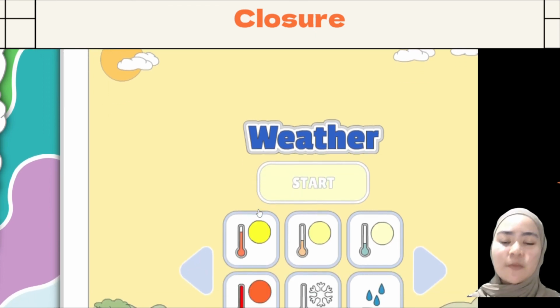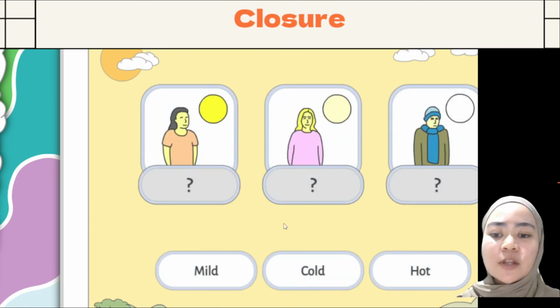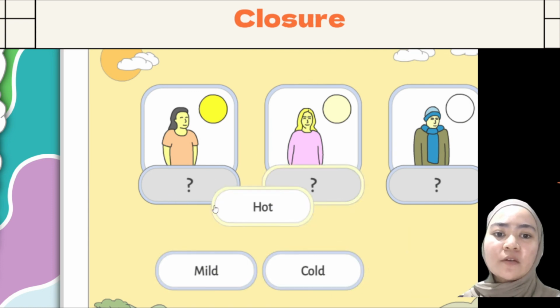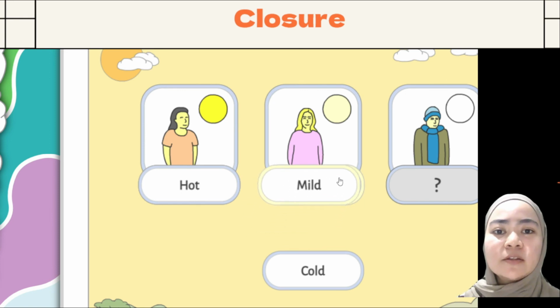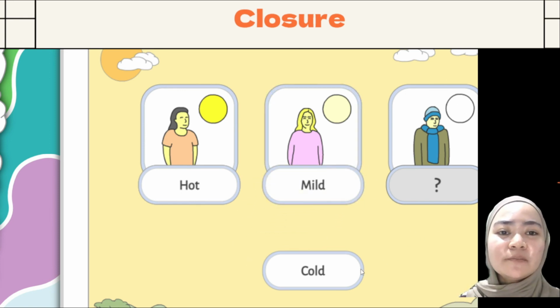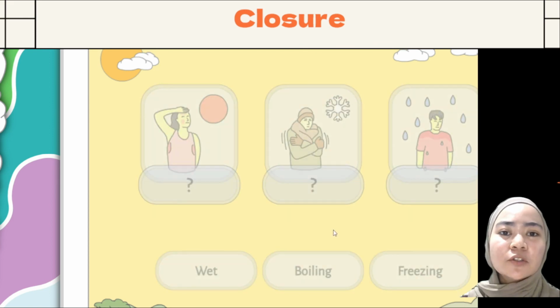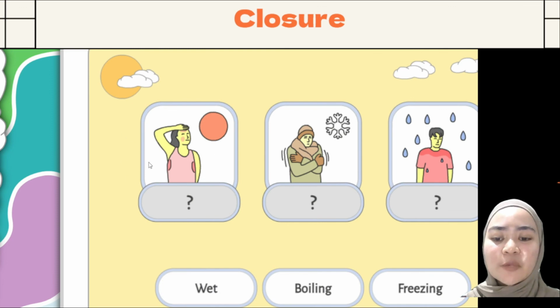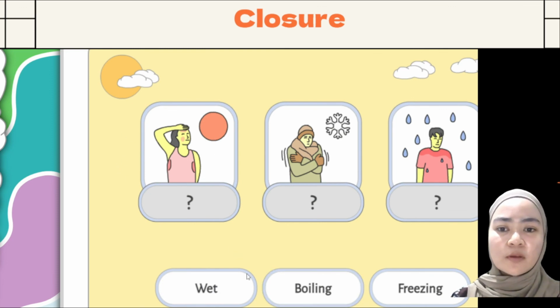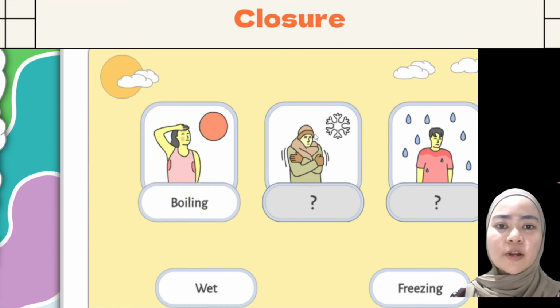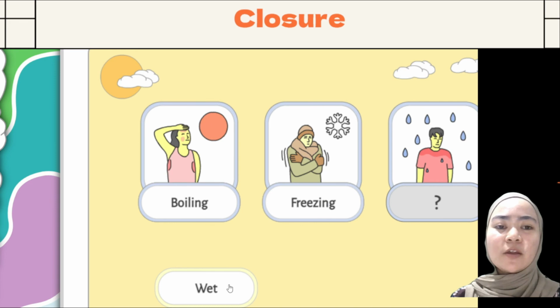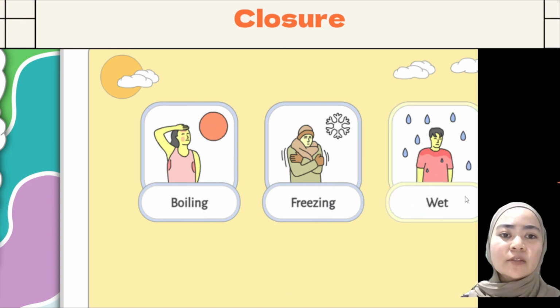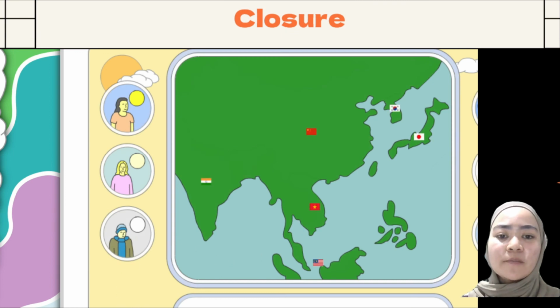Now is the temperature. Just now we learned hot and sunny, right? So now, the first picture. Hot. The middle one? Mild. All right. The third one? Cold. Good. Next picture, the first picture? Boiling. The second one? Freezing. The third one? Wet. All right. In Korea, good job. It will be hot.